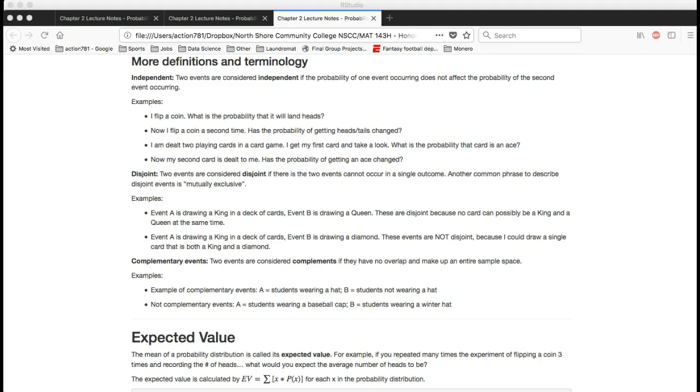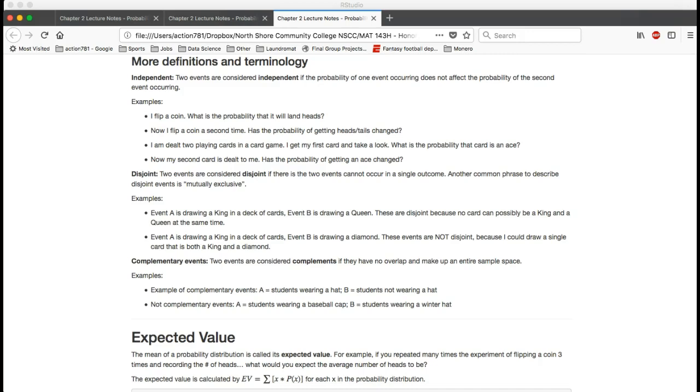Now another case is, suppose you're dealt 2 playing cards in a card game. I get my first card and take a look. What is the probability that that card is an ace? Well, that probability is 4 out of 52, because there are 4 aces out of 52 total cards. Now a second card is dealt to me, and I'm still holding on to that first card. Has the probability of getting an ace changed? Well, yes, it has, because there are no longer 4 aces in the deck, and there are not 52 cards in the deck anymore. Right now, there's only 51 cards, and there's only 3 aces left. So the probability of getting another ace is 3 out of 51.